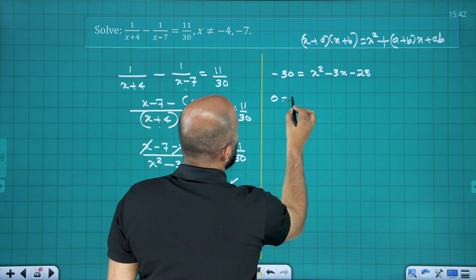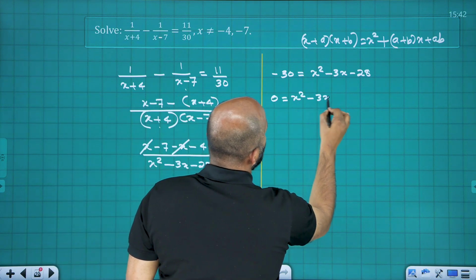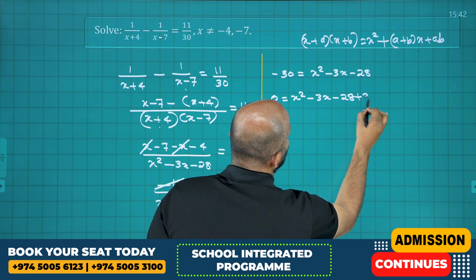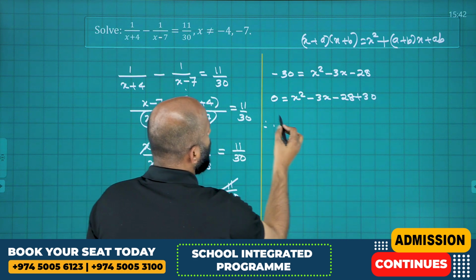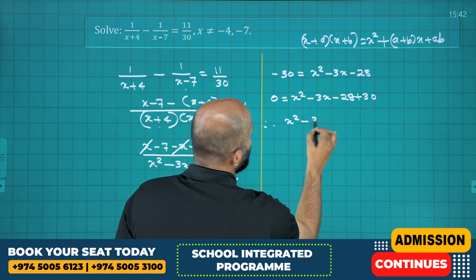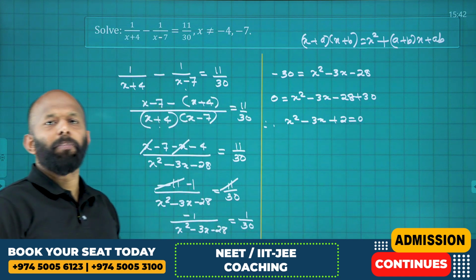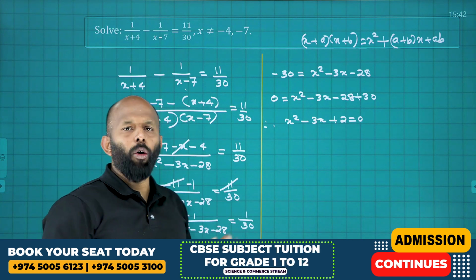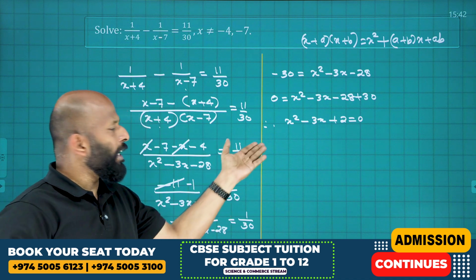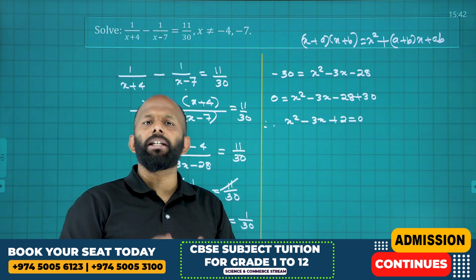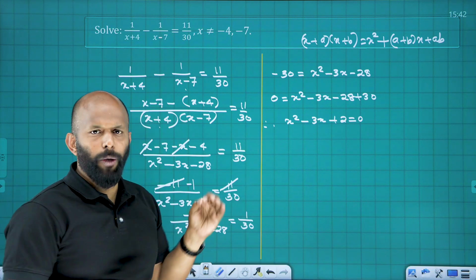Then we'll get 0 is equal to x square minus 3x minus 28 plus 30. So finally we'll get x square minus 3x plus 2 is equal to 0, since minus 28 plus 30 is positive 2. Now how can we simplify this one? We can solve it by factorization method or quadratic formula.